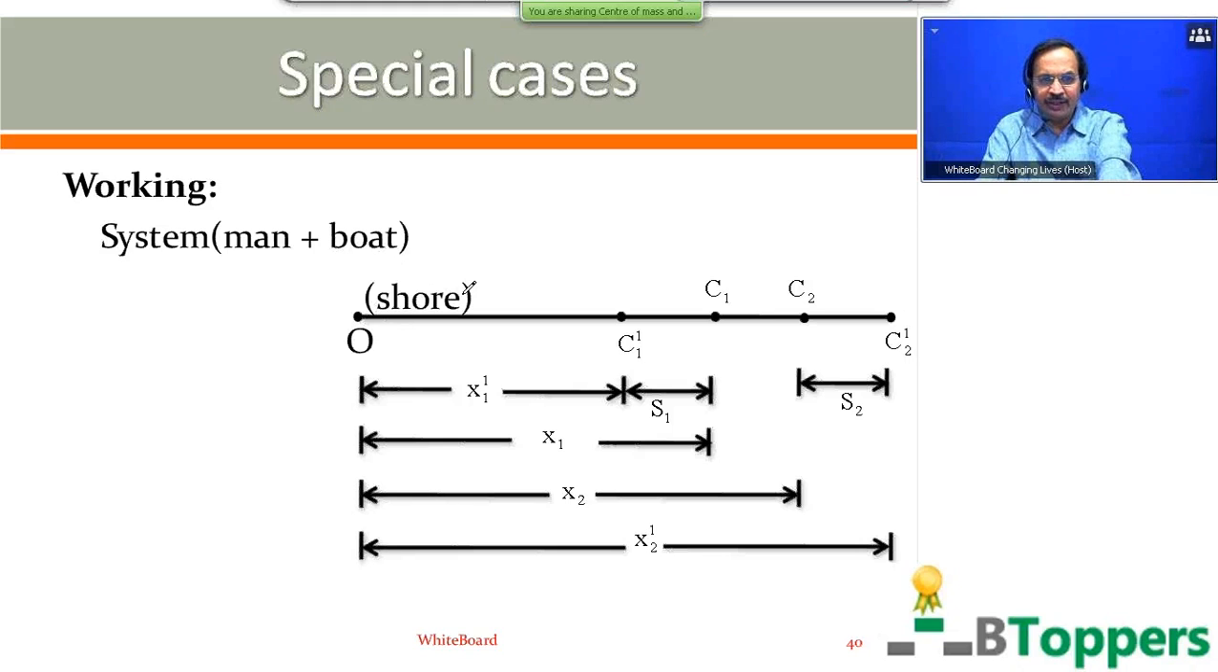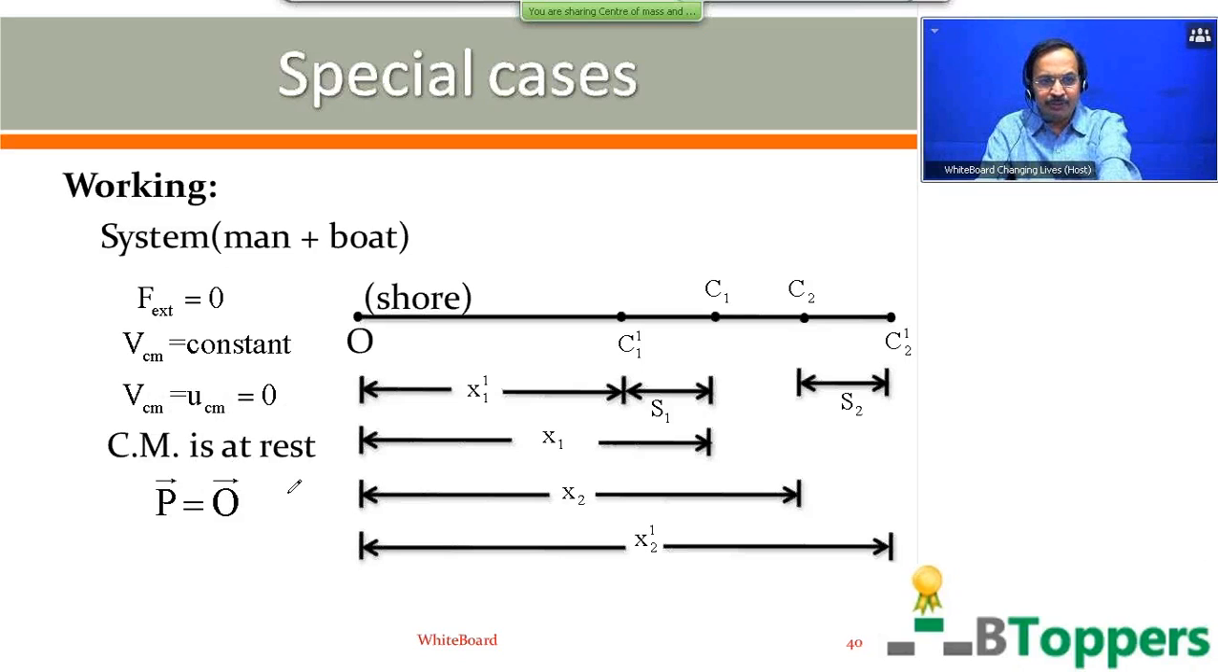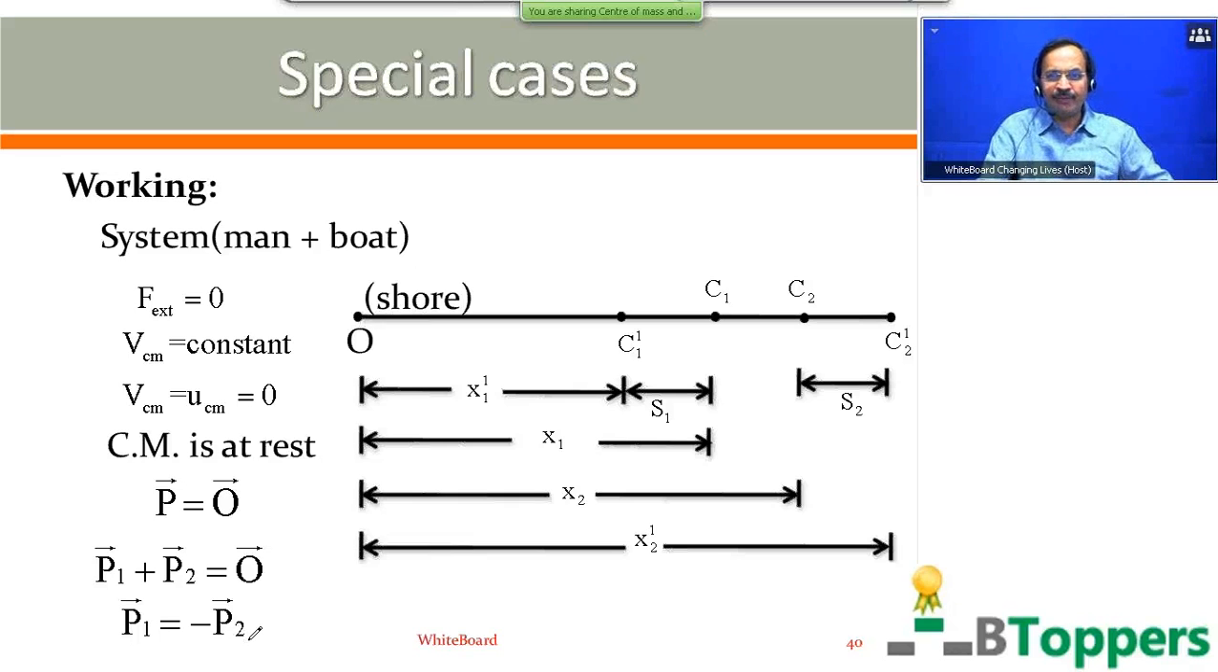Here the man and boat we are considering as one system. Net external force on the system is 0. The velocity of the center of mass of the system is constant here. Initially, both the man and boat are at rest, so the initial velocity of the center of mass of the system of man and boat is 0, and the final velocity of the center of mass will also be 0. So the center of mass of the system of boat and man is at rest, and the vector sum of the linear momentum of the system of man and boat is 0. That means P1 bar plus P2 bar is 0 bar. So P1 bar equals minus P2 bar.